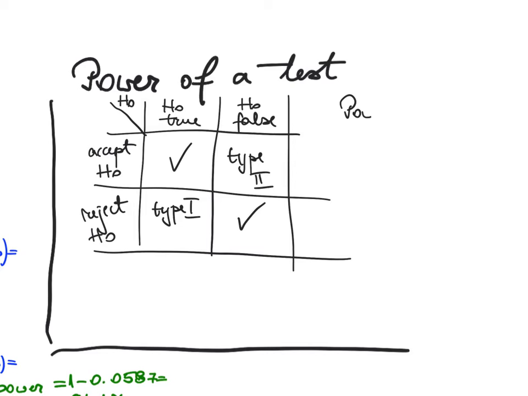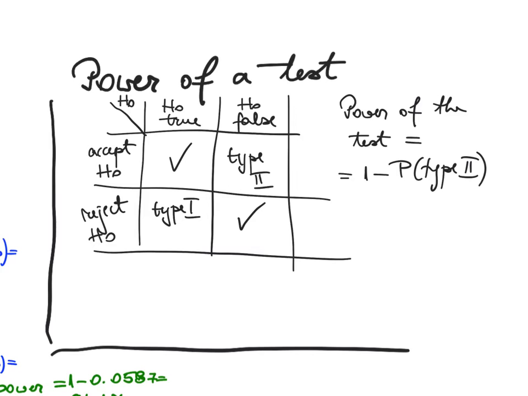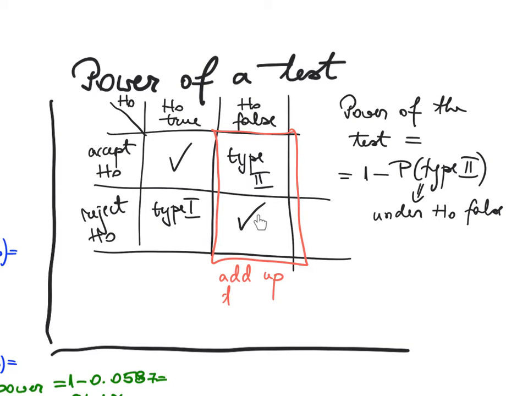Here I added what we already know about type 1 and type 2 error. Now remember, the power of a test is defined as 1 minus probability of a type 2 error. And because I'm doing a type 2 error, I'm in the condition when H0 is false. So I'm here. Now these two probabilities add up to 1. Because if H0 is false, I either accept H0 or I reject H0. So therefore, 1 minus probability of a type 2 error is this zone. And it's the power of the test.